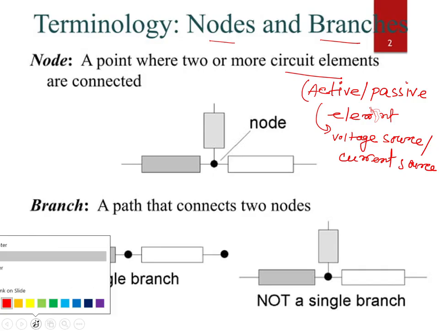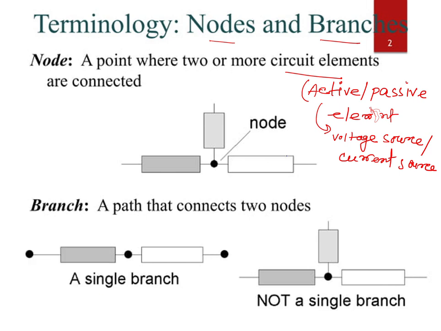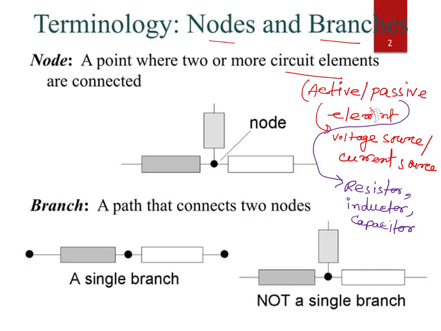Now passive means either resistor or inductor or capacitor. Okay, so two or more circuit elements means either active element or passive element, where more than two, it may be more than one, it may be two, maybe three, maybe four.